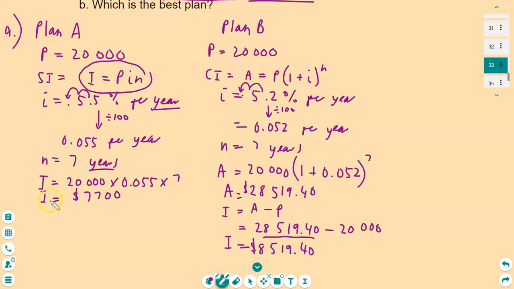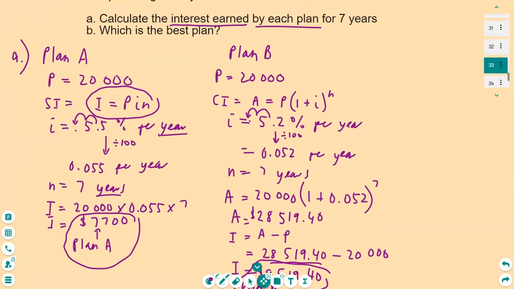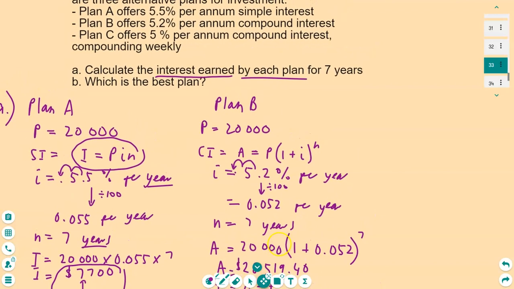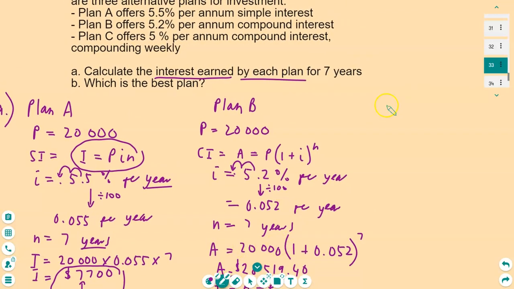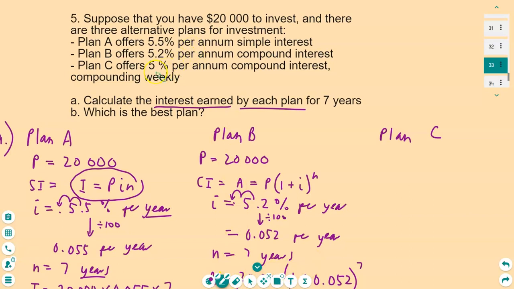So, plan B. Plan A is that. Plan B is that. So plan B is slightly higher with compound interest, as expected. Let's keep going. Plan C. Plan C. Again, principal 20,000.